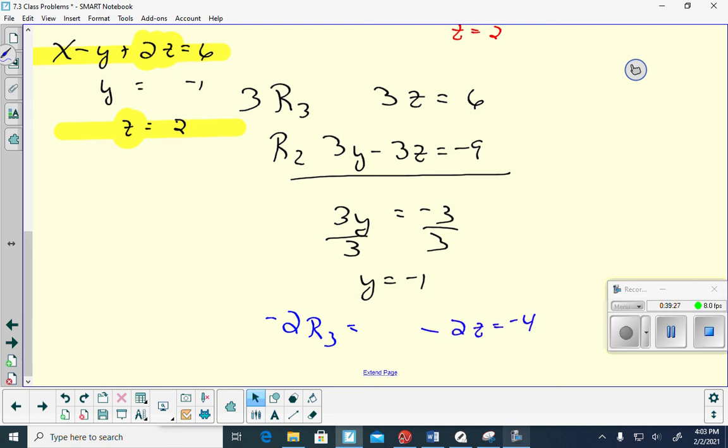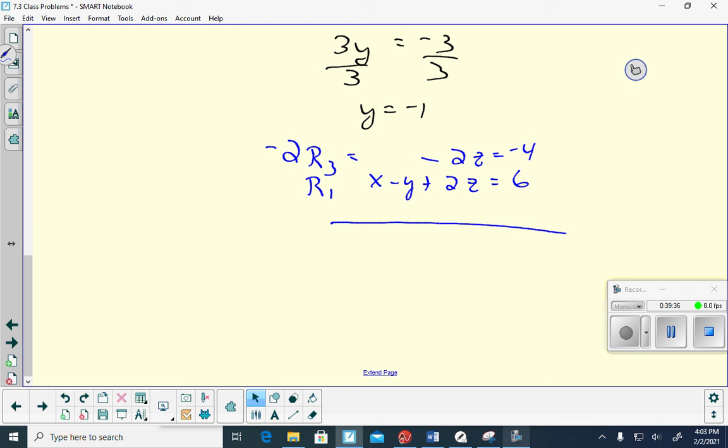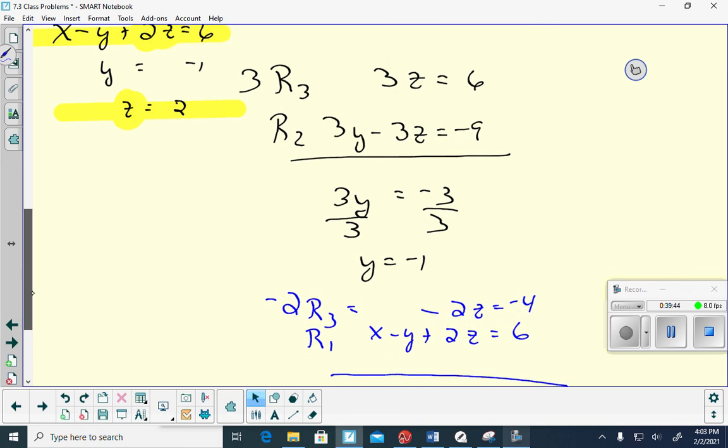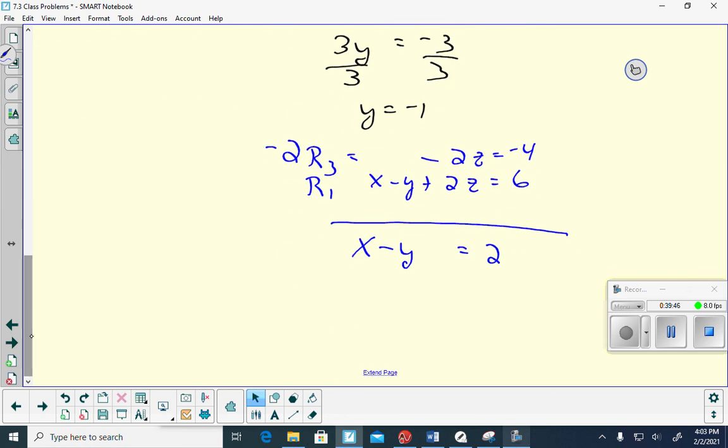And now I'm writing row 1, which is x minus y plus 2z is equal to 6. When I add, I'm going to have x minus y. The z's will drop out, and this is equal to a positive 2. So x minus y is equal to 2, y is equal to negative 1, z is equal to 2.